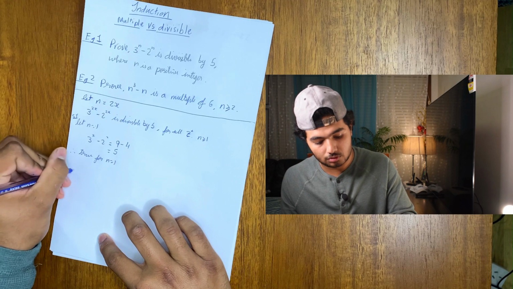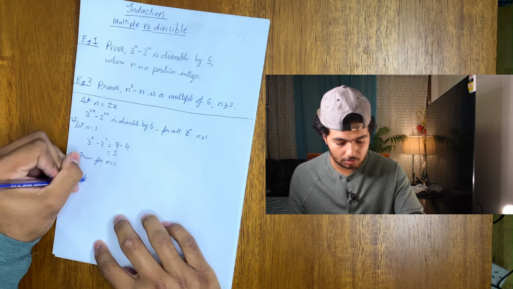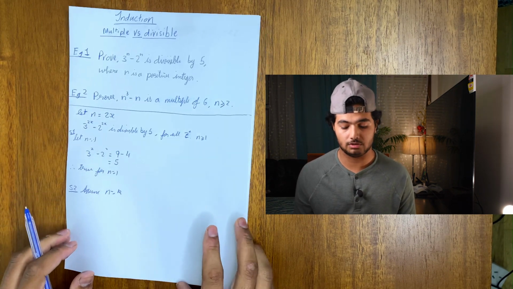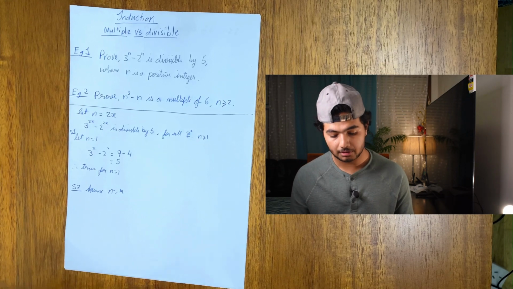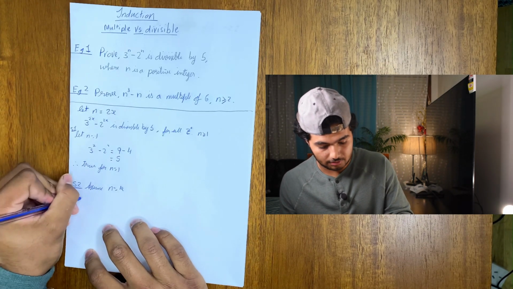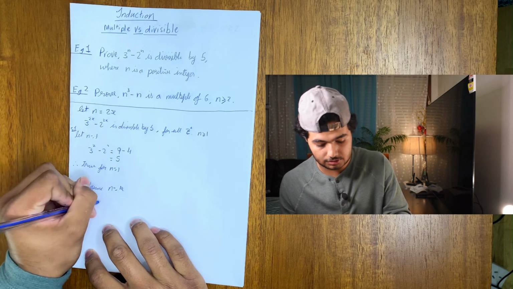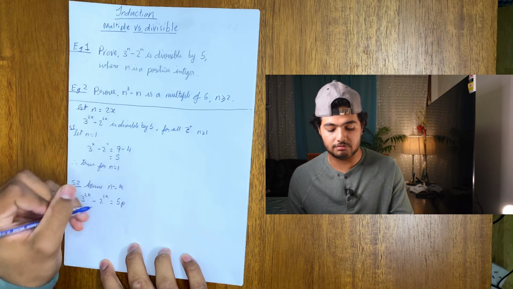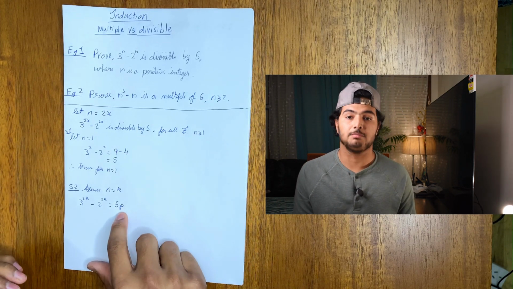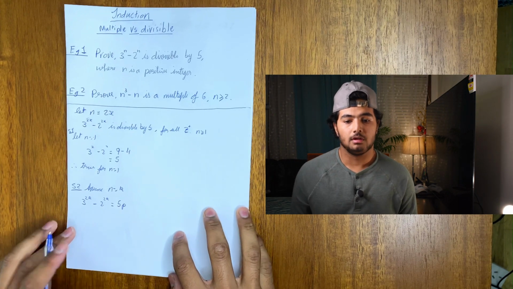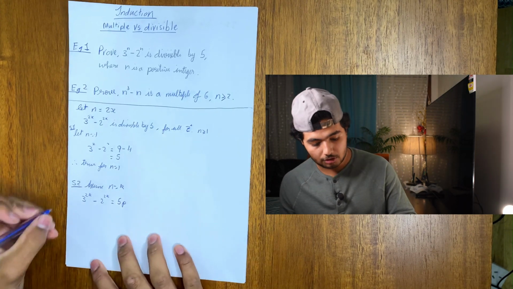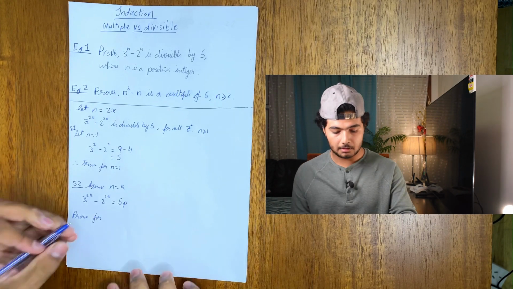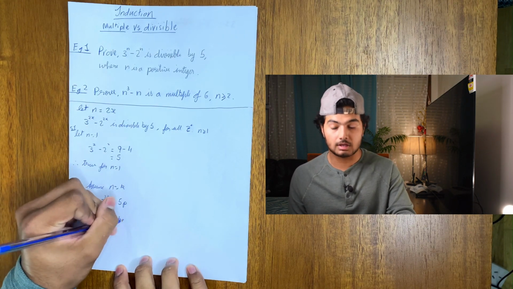Step 2, we assume n equals k. That's always the thing in induction: step 2 is always assume for n equals k. Rewrite this over here. We have 3 to the 2k minus 2 to the 2k equals some constant 5p, since it's divisible by 5, where p is some constant. Now that we've done that, we need to prove for n equals k plus 1.